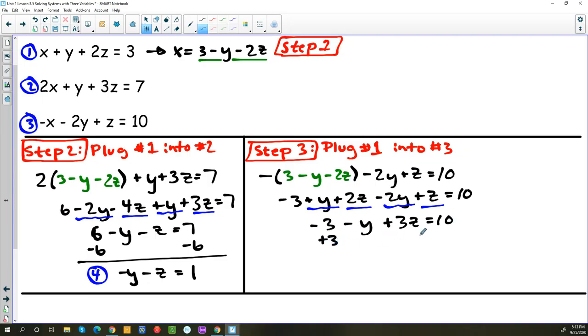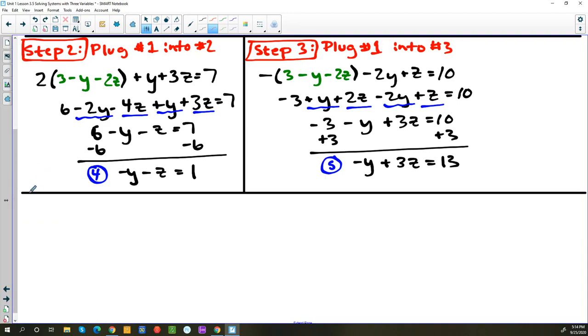Add 3. Add 3. So that means that we get negative y plus 3z is equal to 13. So we're going to denote this as equation number 5.